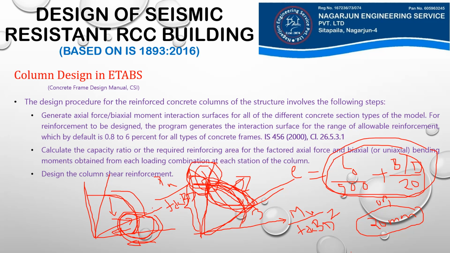So this is the general concept of interaction curves or interaction surfaces. These curves are generated for various values of reinforcement percentage. As we talked about here, by default, the minimum value is 0.8% and 6% is the maximum reinforcement in concrete columns. So we generate this interaction curve for different values of reinforcement percentages.